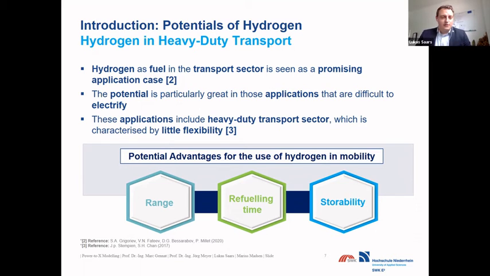Then the last advantage is storability. Hydrogen can be stored much better than electrical energy. Supply and demand can therefore be better diverged in time, and this offers significantly more flexibility, and was and is one of the biggest advantages for the use of hydrogen.